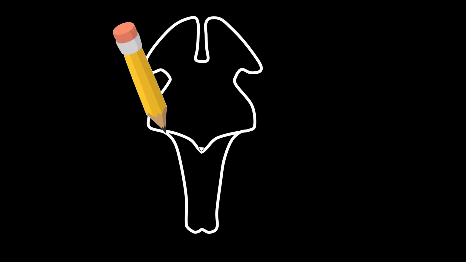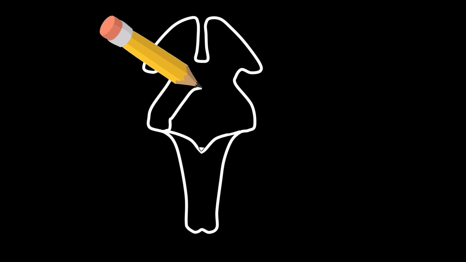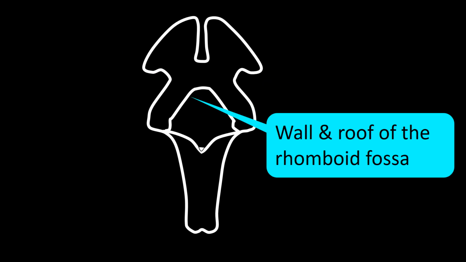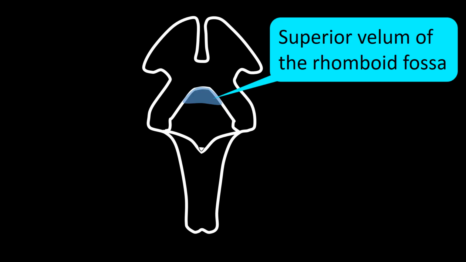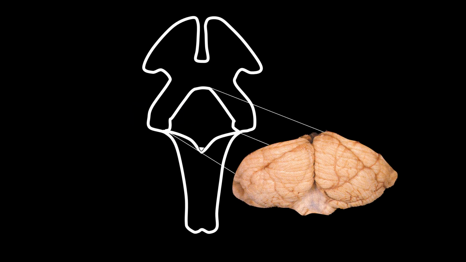Now go to the left edge of the line you have drawn and start a line going up, then slant it towards the middle and drop it to mimic the one you just created. This represents the wall and the roof of the rhomboid fossa. I have just added the superior velum. I have now added a posterior view of the cerebellum to indicate that this view, the one we have just drawn, was obtained once the cerebellum was removed. By the way, in this image we can see the inferior velum.